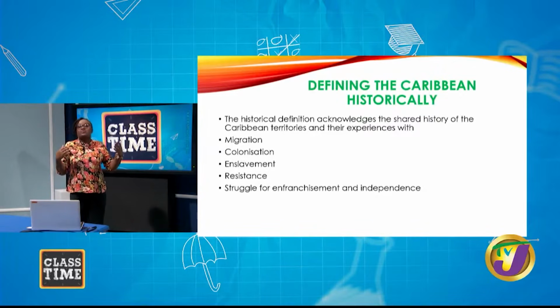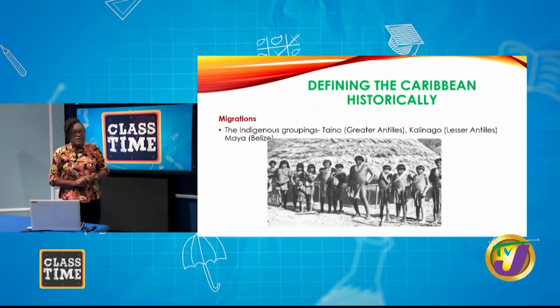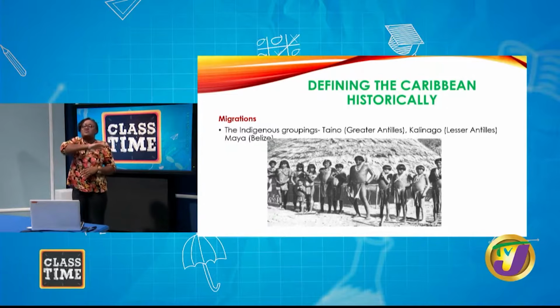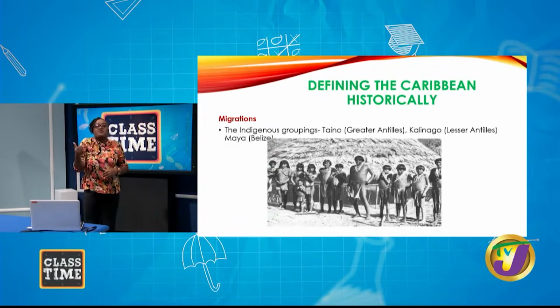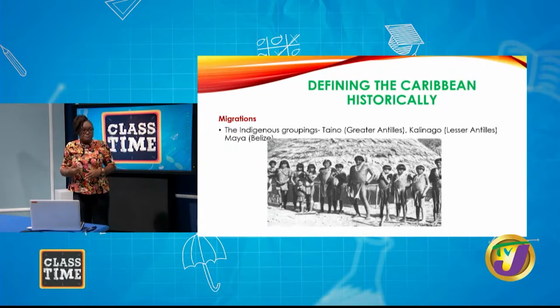We could also use the plantation as a defining feature because the plantation was a very important part of why some people were here in the first place or how some of us came to be here in the first place. So the historical definition, extremely important, and it covers so many things because it talks about our experiences as a people. All right, so we'll talk about the migrations now.